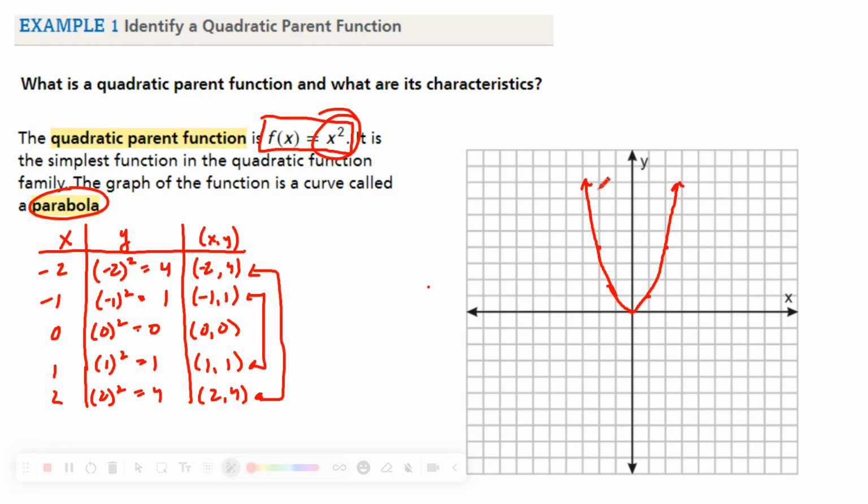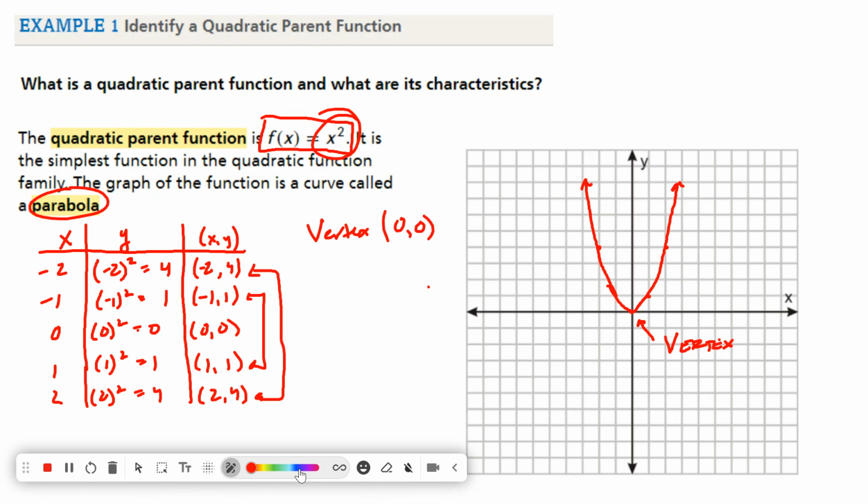Now, if I take a look at this, what are some other characteristics? This turning point that I just mentioned, we call that the vertex. So this point right there is called the vertex. It's the turning point. For your parent function, the vertex is going to be the point 0, 0.